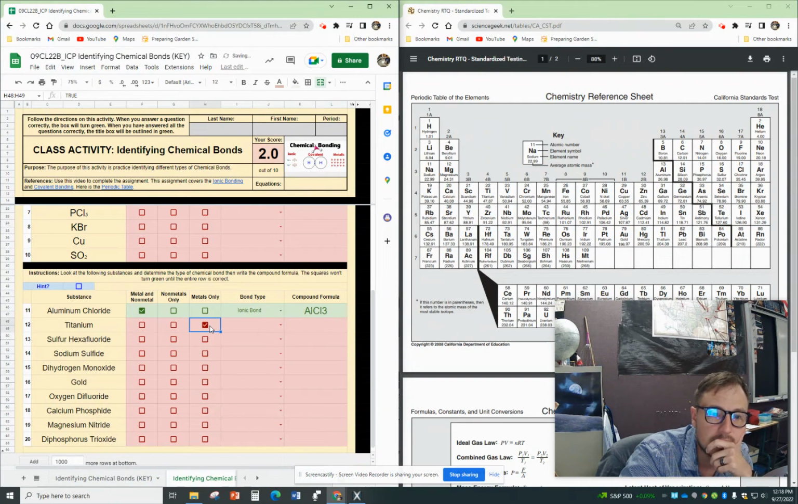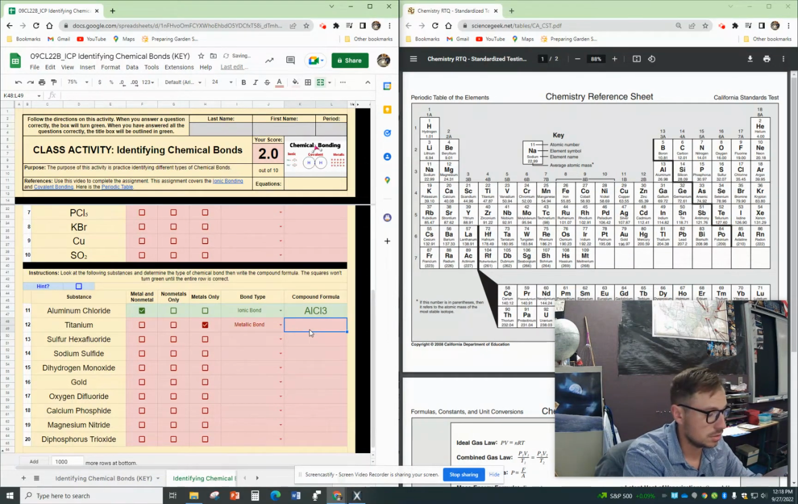Let's do number 2, titanium. Well, it's just a metal. It's just going to be a metallic bond, and then all I need to do is just write Ti. It's just titanium. That's all it is. Remember, it's just those sharing those sea of electrons. So let's do one more. How about this one?